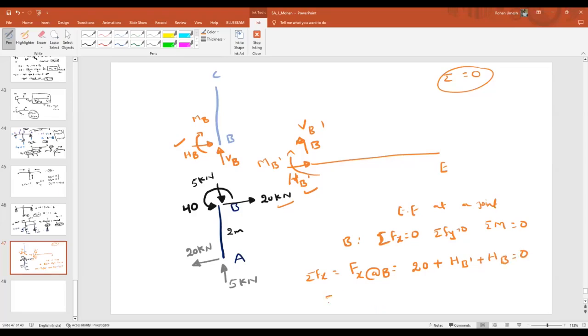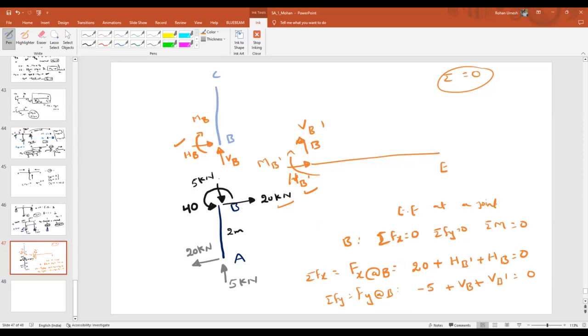Similarly, what is the net force along Y direction at B? Again, 5 kN minus 5. If I consider upward force as positive, 5 is acting downward. So minus 5 minus 5 plus VB plus VB dash is equal to 0. Similarly for the moments also, isn't it? Previously, what happened, minus 40.